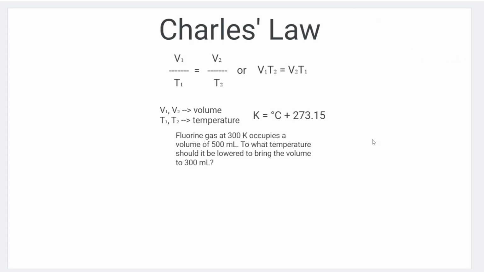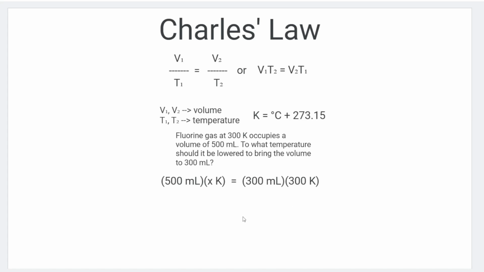Fluorine gas at 300 Kelvin occupies a volume of 500 milliliters. To what temperature should it be lowered to bring the volume to 300 milliliters? So in this problem, we're provided with volume 1, temperature 1, and volume 2. So we can plug these values into Charles's law. And so you have 500 milliliters times X Kelvin equals 300 milliliters times 300 Kelvin.